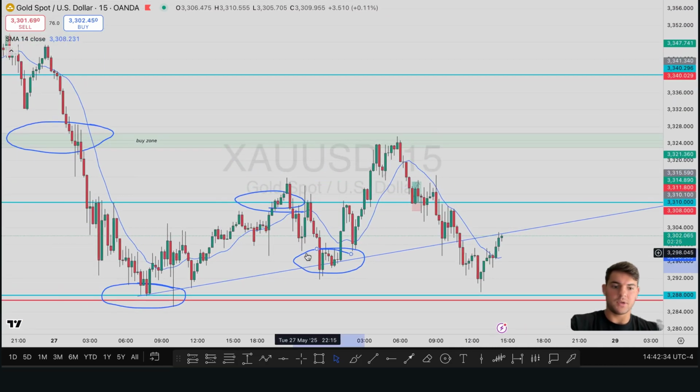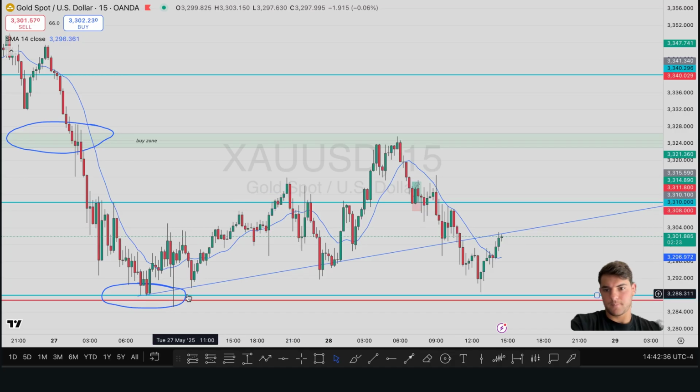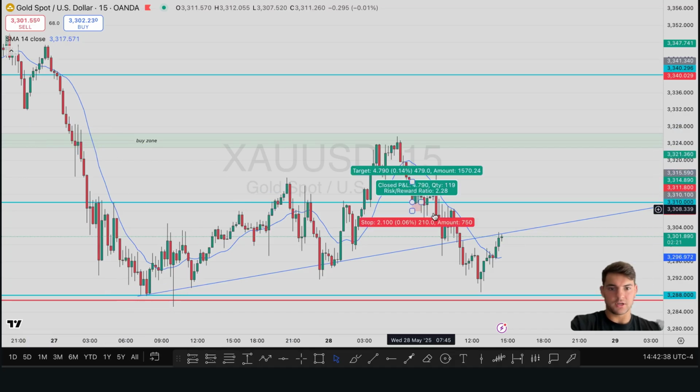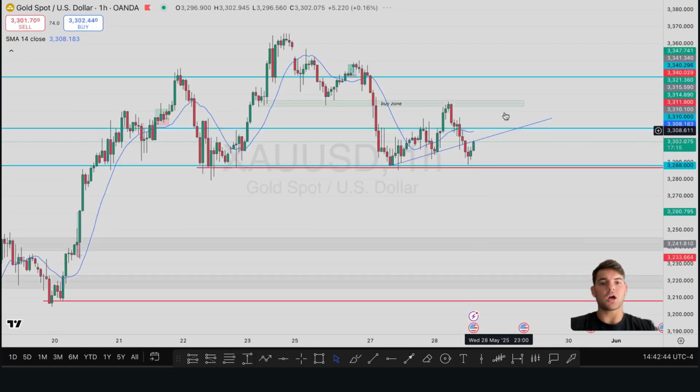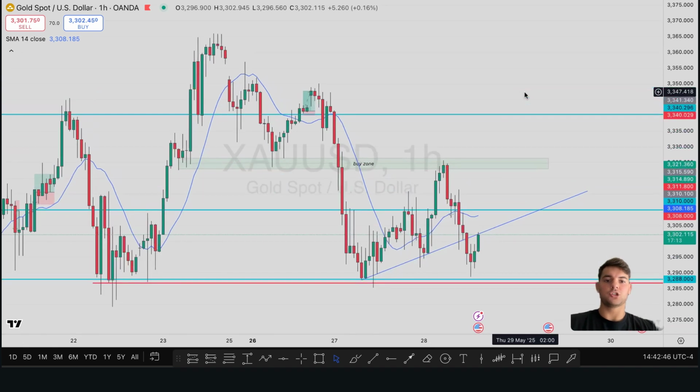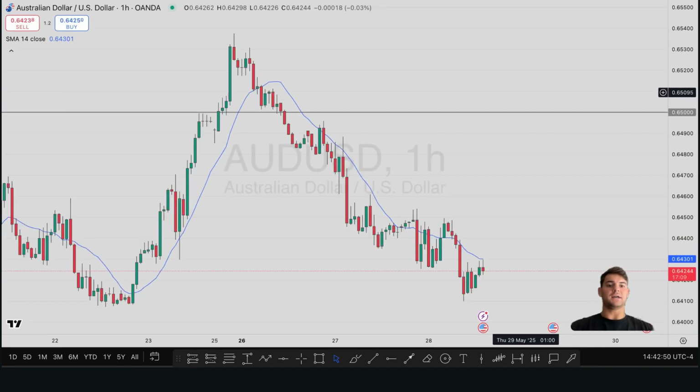Price after came down to the same area, 32.88, and now we're bouncing back up. Okay, so I'm not gonna tell you guys now. I'm gonna show you my other trade that I took on AUD USD, and then I'll show you guys why I decided to change my bias on gold.